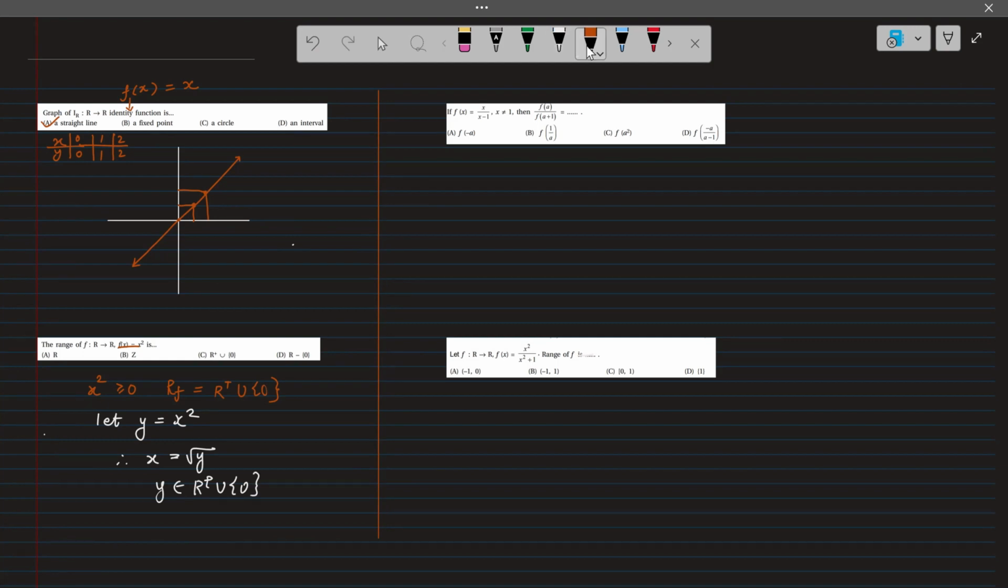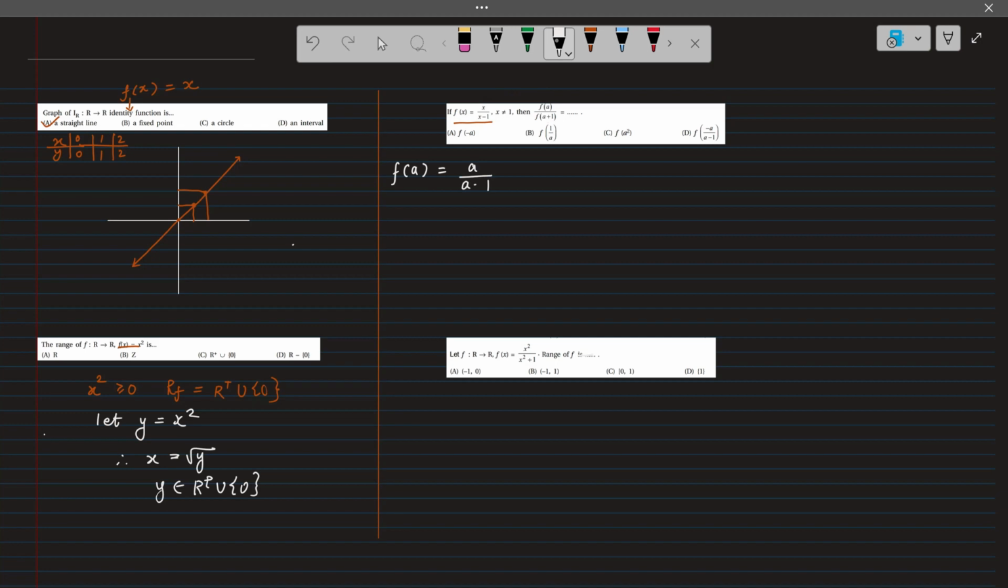f of x is given. It is x upon x minus 1. We have to find the ratio of f of a and f of a plus 1. Now, when we have to find f of a, we'll just substitute a instead of x. So, wherever we are finding x, we will substitute a. Okay. So, here f of a will become a upon a minus 1.